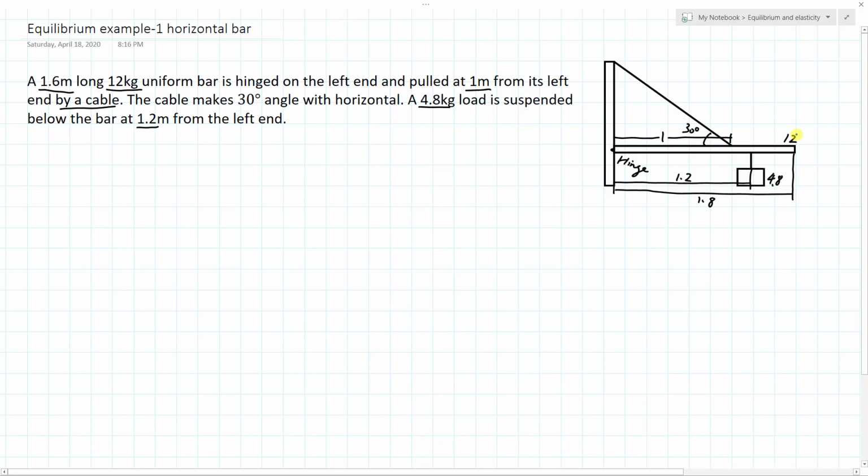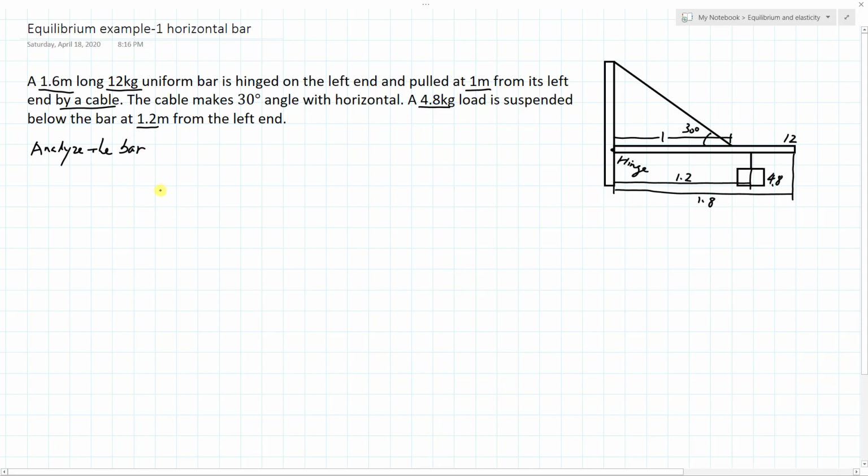The questions that are not really written here are asking about the force from the hinge, the horizontal component, the vertical component, and also the tension from the cable. So this is a relatively complicated problem with equilibrium. We need to analyze first. What we need to analyze is the bar. The bar needs to be in translational and rotational equilibrium.